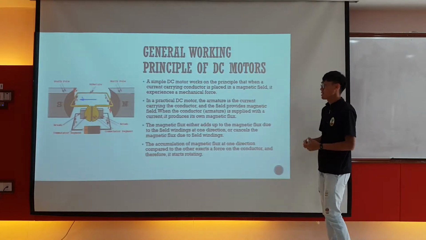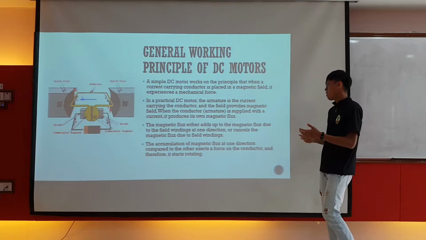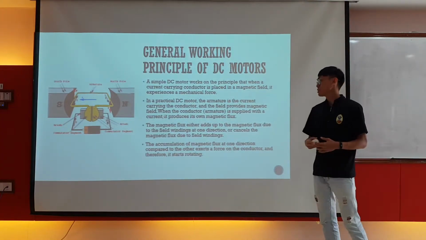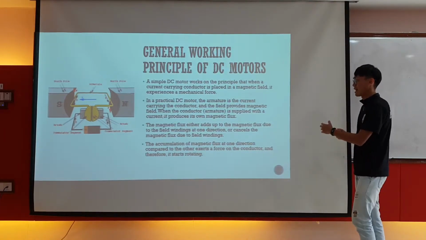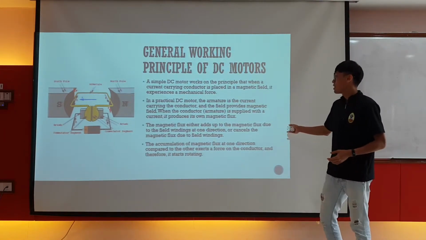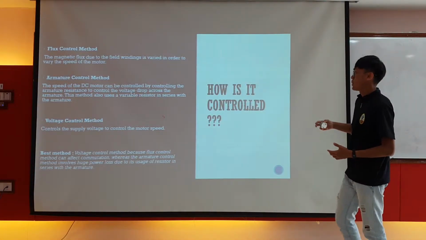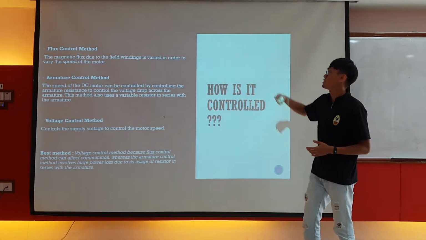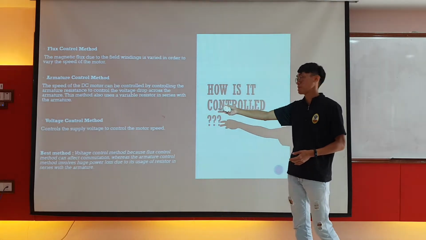And the magnetic flux either adds up to the magnetic flux due to the field winding in one direction, or cancels the magnetic flux due to the field winding. The accumulation of magnetic flux in one direction compared to another exerts a force on the conductor, and therefore it starts rotating. And we actually have three methods to control the DC motor. First is the flux control method, second is the armature control method, third is the voltage control method.